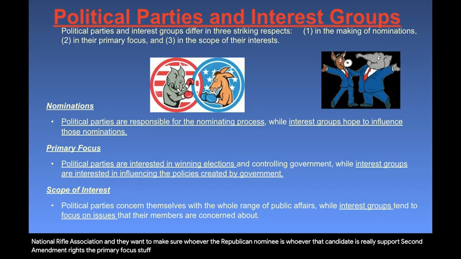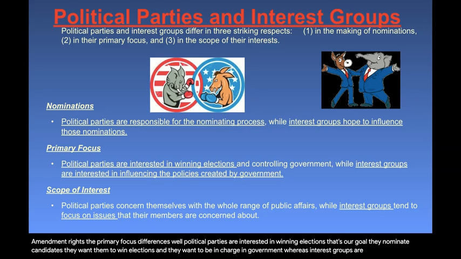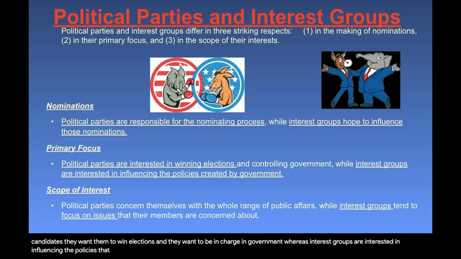The primary focus differs as well. Political parties are interested in winning elections. That's their goal. They nominate candidates, they want them to win elections, and they want to be in charge in government. Whereas interest groups are interested in influencing the policies that are created by whoever gets elected.